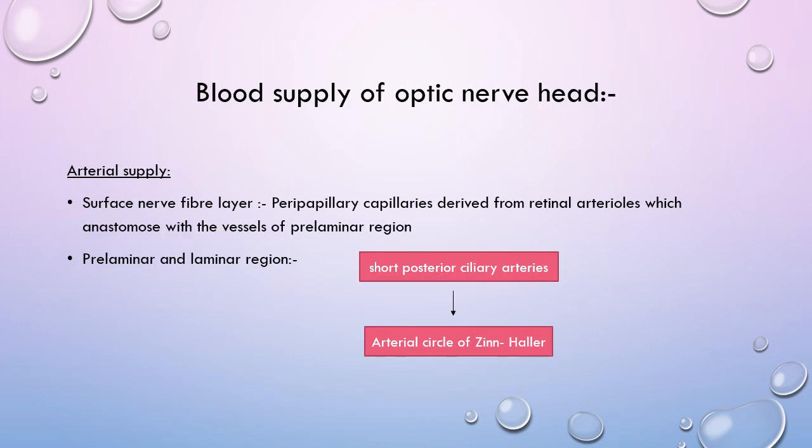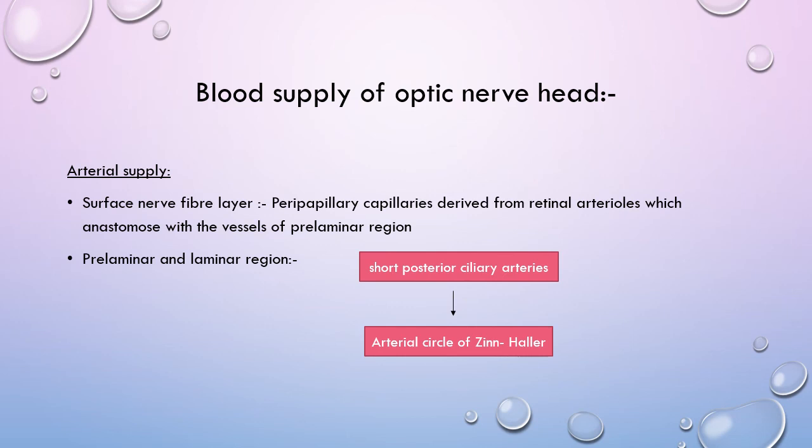Now coming to the blood supply of the optic nerve. Blood supply of the optic nerve is important in the diagnosis of anterior ischemic optic neuropathy or posterior ischemic optic neuropathy. The surface nerve fiber layer receives peripapillary capillaries derived from retinal arterioles, which anastomose with the vessels of the prelamina. So the extreme surface nerve fiber layer of the optic nerve head receives nutrition from the retinal arterioles.